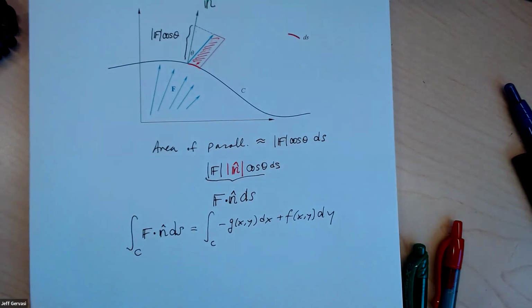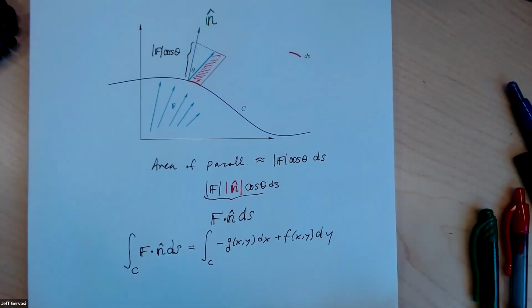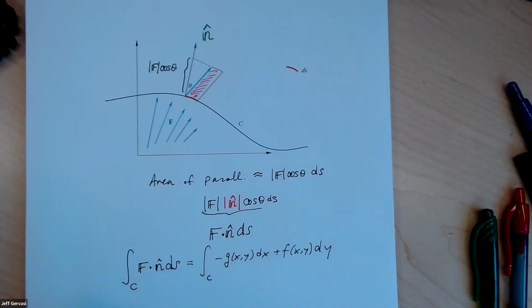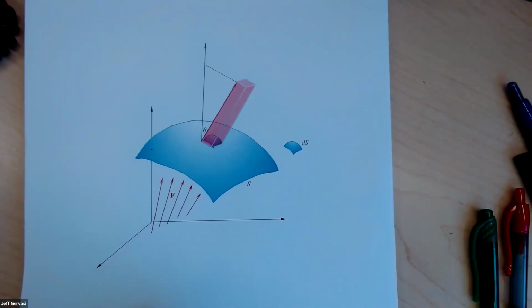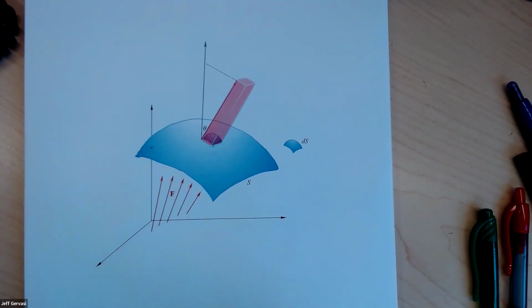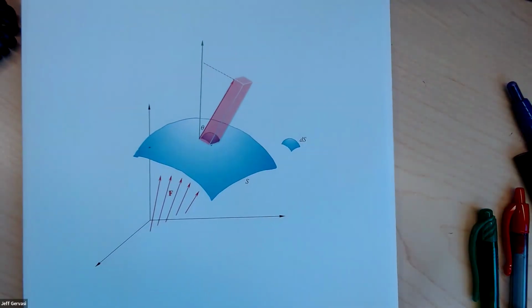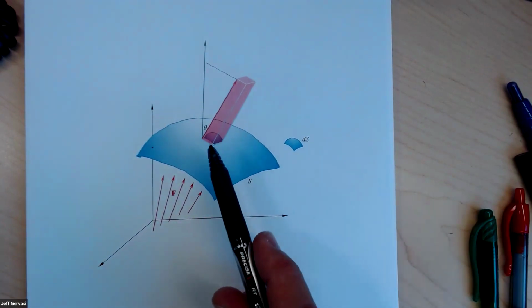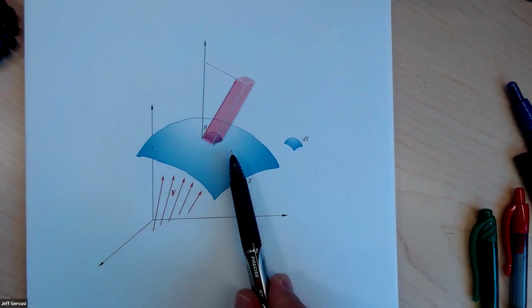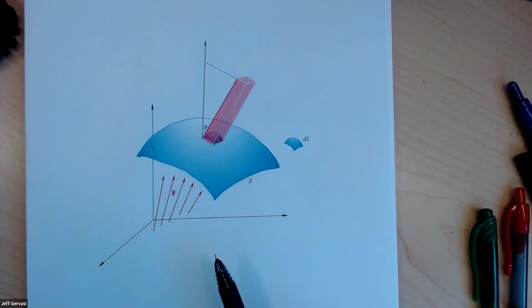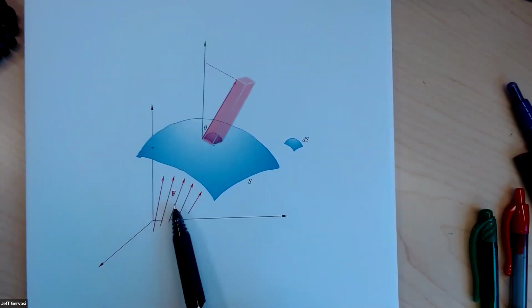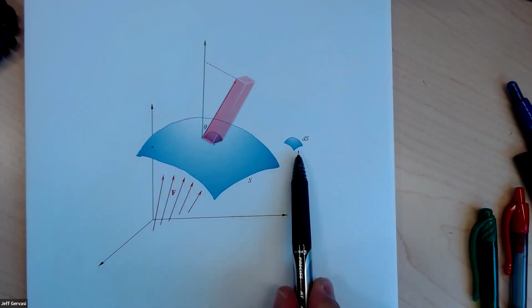Now, what about 3 dimensions? Same concept, a vector field, but what about 3 dimensions? Consider this. This time, the fluid is moving through a surface, a 3-dimensional surface. And our 2-dimensional parallelogram is now a 3-dimensional parallelepiped. It looks like a column. What we want to know is what's the net amount of fluid that crosses through this surface? Here's the vector field, or portion of it. Here's a little patch on the surface.